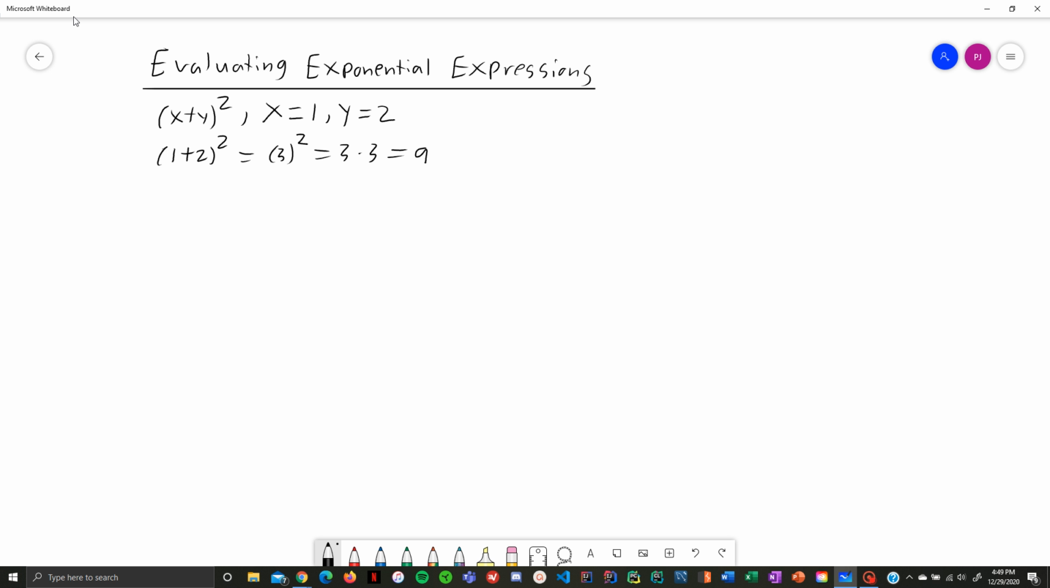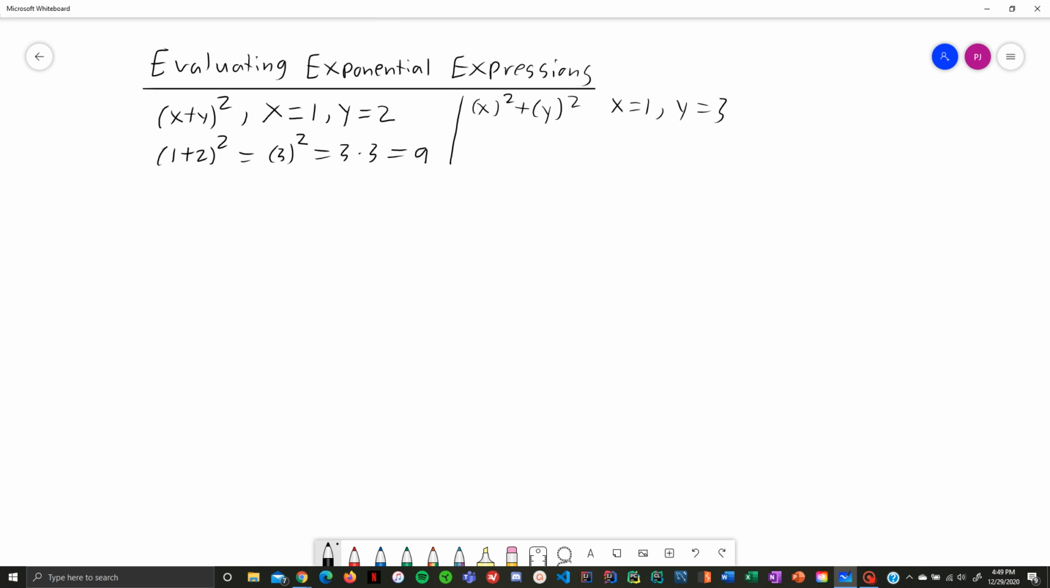Now what I want to also do is take a look at what we would do if we had these two split up just like this. Let's say we had x to the second power, and we're going to be adding that right here to y to the second power as well. Let's change up our variables. We're going to be solving for when x is equal to 1. We'll keep that, but then we're going to be solving when y is equal to 3.